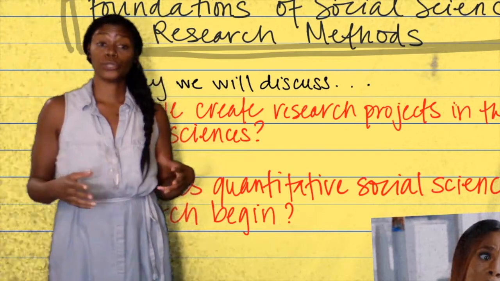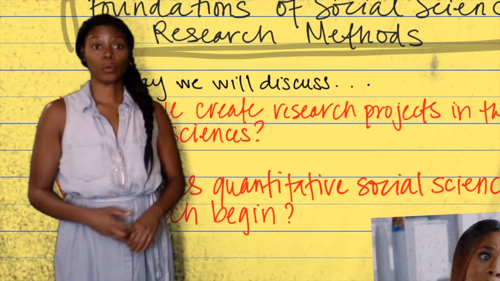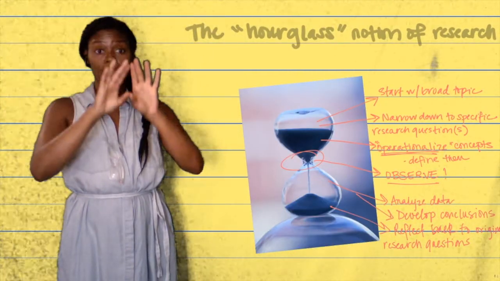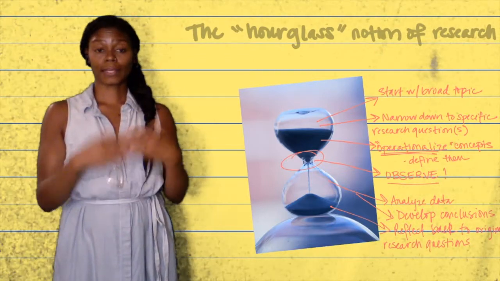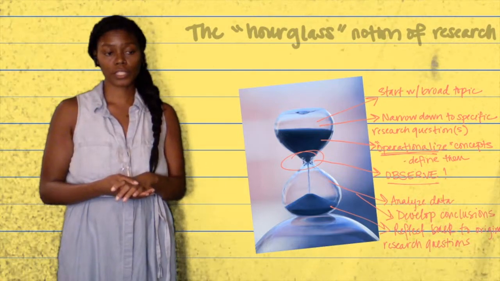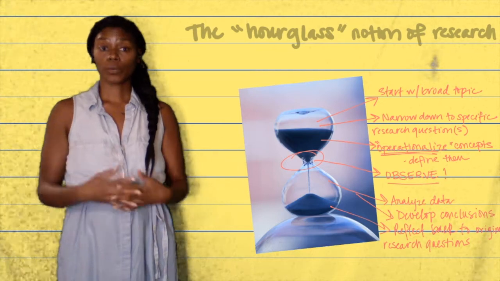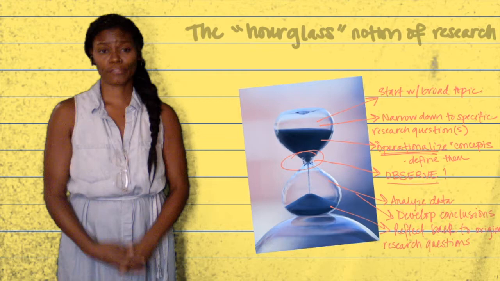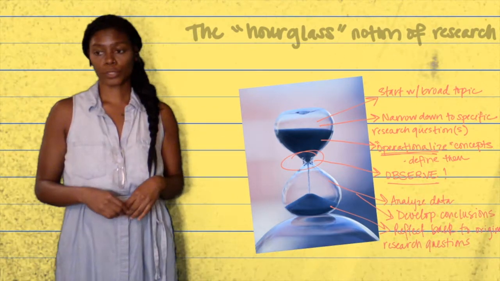We tend to use the hourglass notion of research project development, where we start with a broad topic. We make that more specific by coming up with research questions that explicitly address one facet of that broader topic we're interested in. Then we operationalize the concepts that we are going to use across our project. Operationalize is just a fancy scientific way of saying define the way these concepts are going to be used.